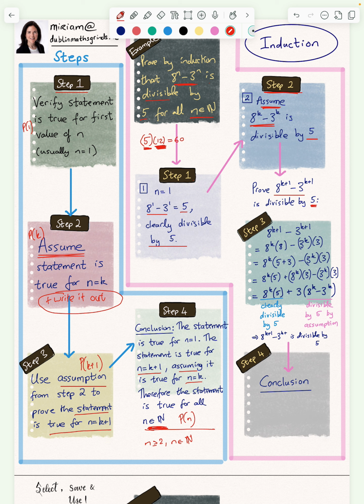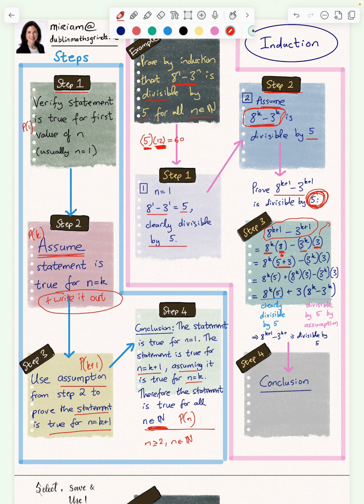So take 8 to the k plus 1 minus 3 to the k plus 1. And the first thing you want to do is write it in a way so that you spot the assumption. So I would take those powers of k plus 1 and break them up into 8 to the k times 8 minus 3 to the k times 3, because at least we're closer to seeing 8 to the k minus 3 to the k. Now, we would actually see 8 to the k minus 3 to the k if the numbers that they were being multiplied by were the same and we could factor one out. So I took 8 and wrote it as 5 plus 3. So at this point, I would write it in terms of the number you want to show it's divisible by.